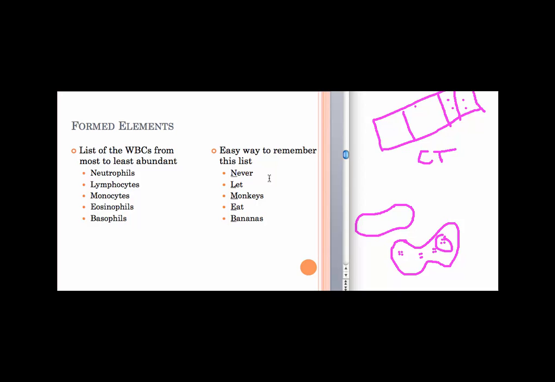Eosinophils are the cells that respond to parasites. So if you have a parasitic infection, you're going to have an increase of eosinophils. And then basophils are the ones that produce mast cells, which are involved in your allergic reaction.